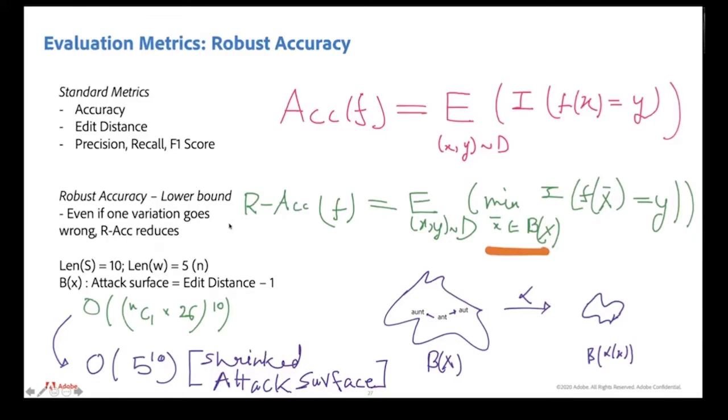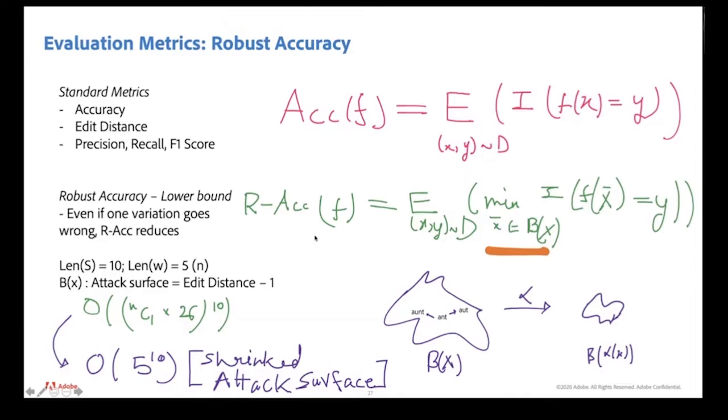This is very difficult to compute, right? Because of the number of perturbations of a sentence. Let's say the sentence is of length 10 and each word is of length 5. Let's say the attack surface is just those where words are within edit distance 1. Then the attack surface size is: within a word you pick one position and you have 26 characters you can use for that position, and you can do the same for each word in the sentence. So this is huge complexity. You can't iterate over all the perturbations and compute this.